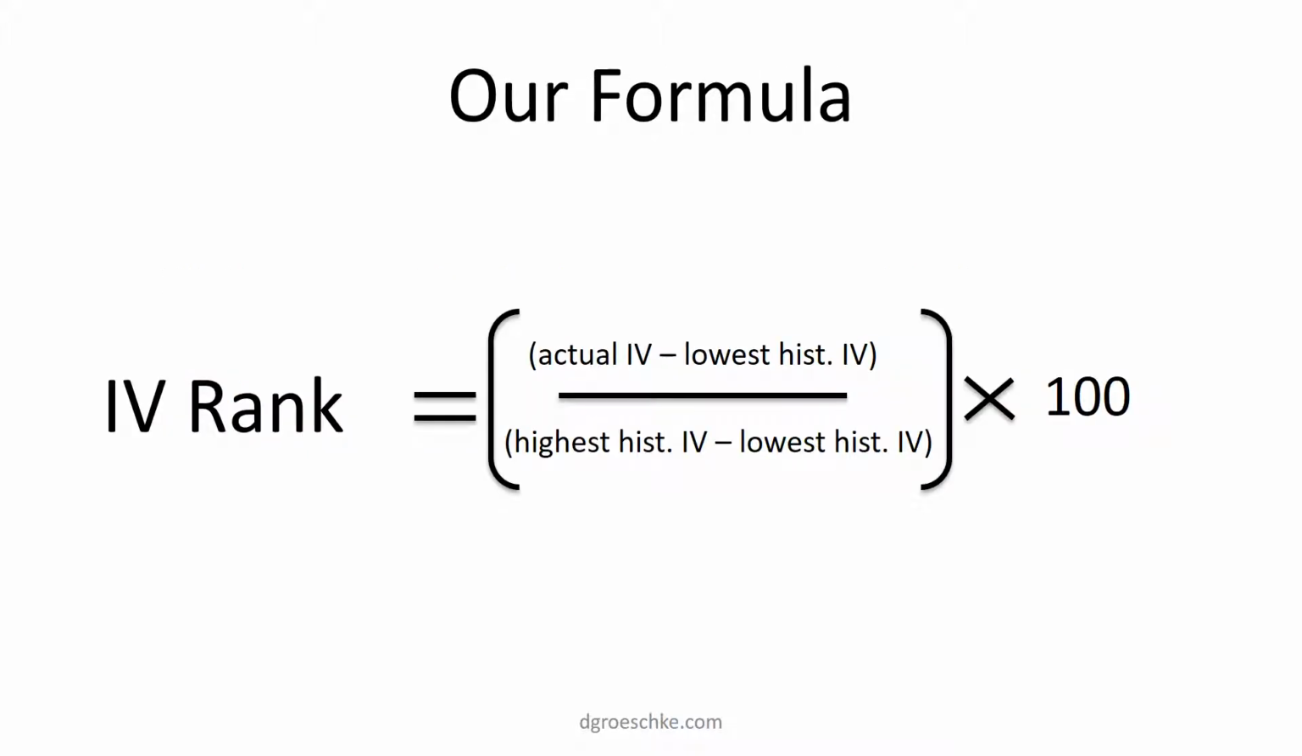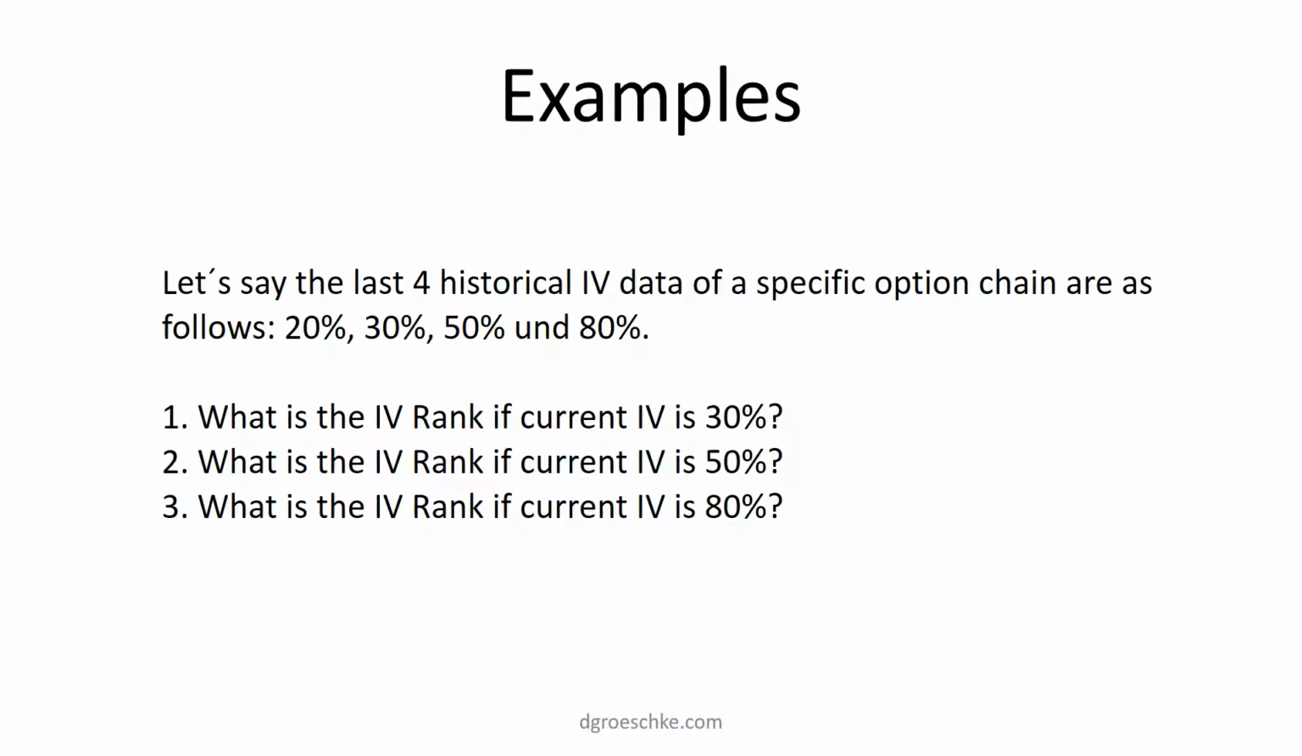Based on how IV rank is defined, we can compute IV rank using the following formula. Let's get our hands on a simple example of how IVR is computed. Say the last 4 historical IV data of a specific option chain are as follows: 20, 30, 50, and 80%.